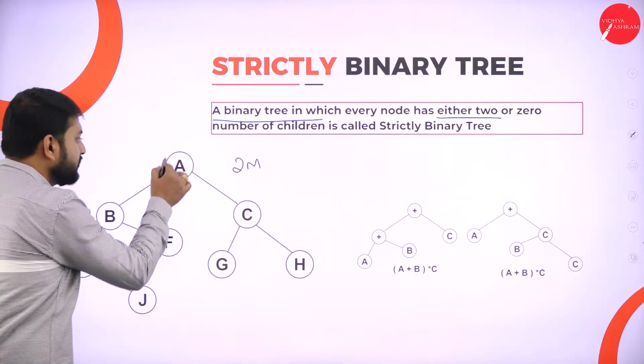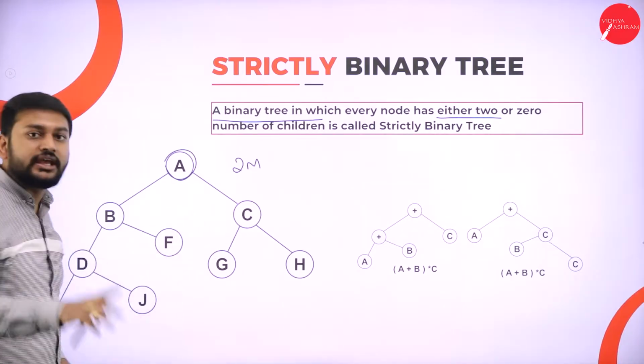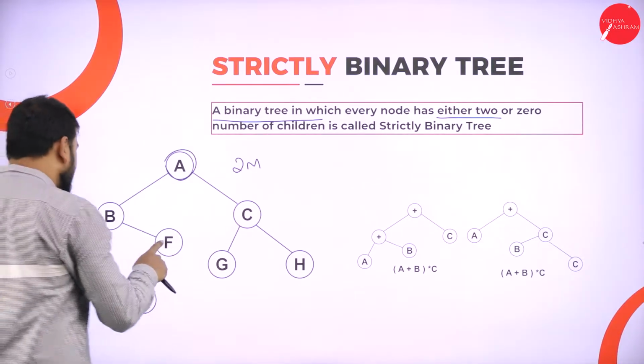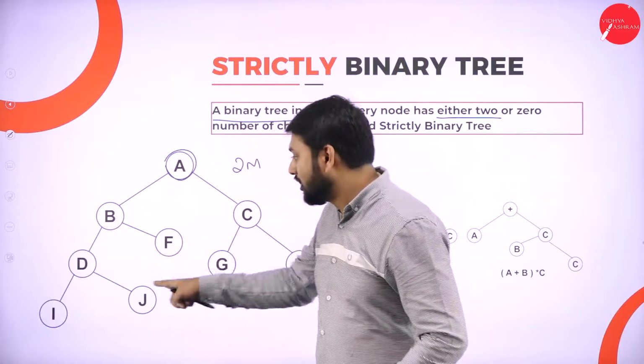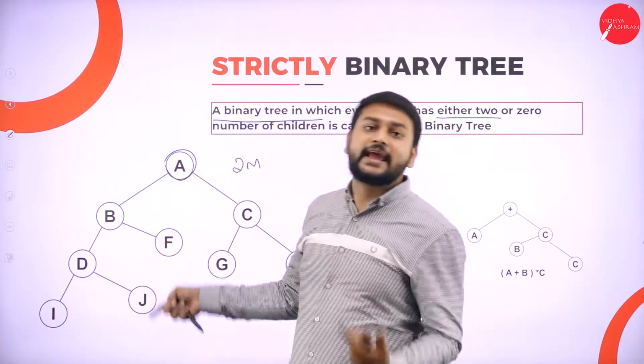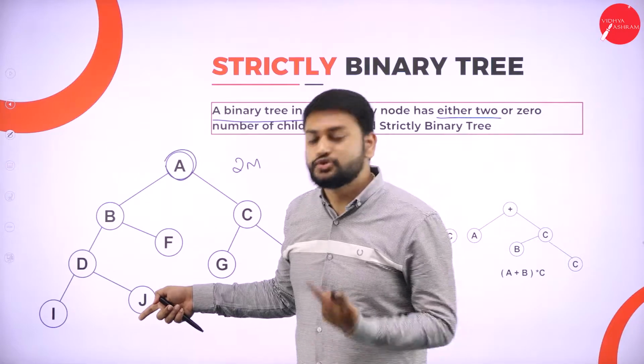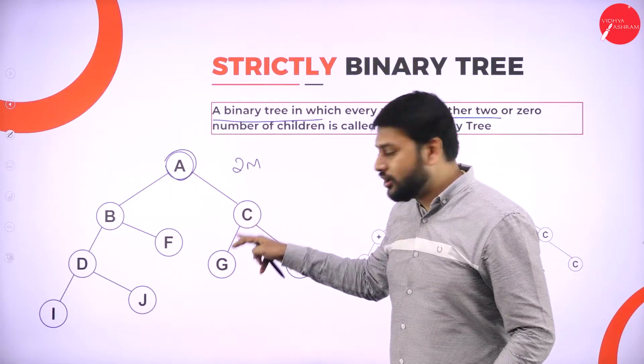So fine. This is the node. Do I have 2 nodes? Yes, I have 2 nodes. This is the node. Do I have 2 nodes here? Yes, I have 2 nodes here. This is a node. Do I have 2 nodes? Yes, I have 2 nodes here. In the same way, observe, this is a node, I have 2 nodes.